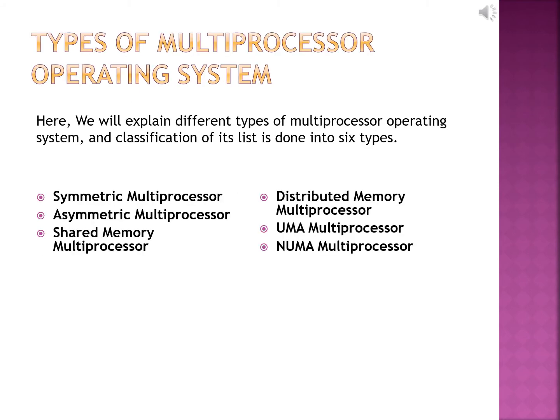Now we are going to explain different types of multiprocessor operating systems. Now what are the types of multiprocessor operating system? There are six types of multiprocessor operating systems. Those are symmetric multiprocessor, asymmetric multiprocessor, shared memory multiprocessor, distributed memory multiprocessor, UMA multiprocessor, NUMA multiprocessor.